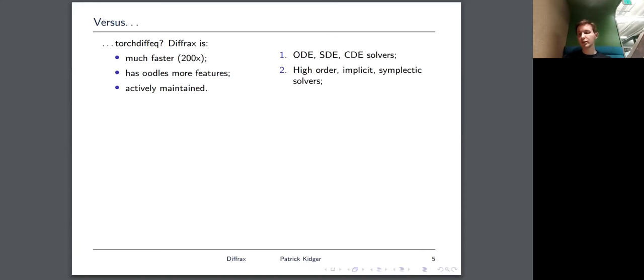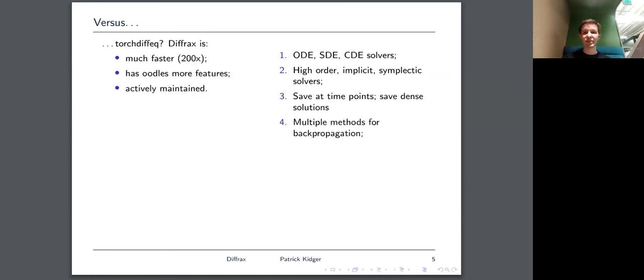Lots of different solvers. You've got all of the things you actually need to do your job in practice. High-order solvers, implicit solvers, symplectic solvers, and so on. Lots of different ways of saving output. Maybe you just want the final time. Maybe you want it at particular times. Maybe you want a dense solution. That is to say, you want the output of your solver to be a continuous time spline and be able to evaluate that at any point in time and get an accurate numerical solution.